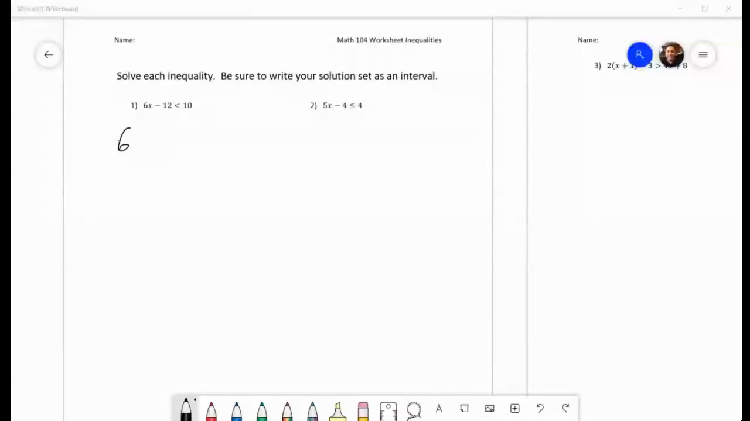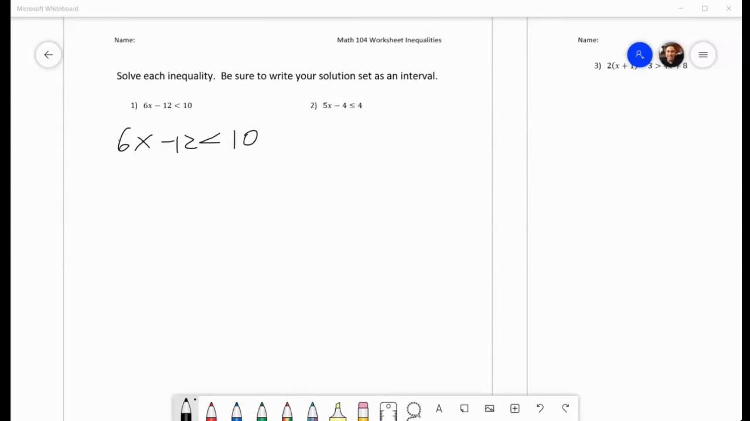Okay, so again, what we want to do is we want to get x all alone. Okay, so we're going to go through these questions now. We want to get x all alone on one side. Remember, it's just like with equations, okay? So I'm just going to rewrite the inequality here, like so.